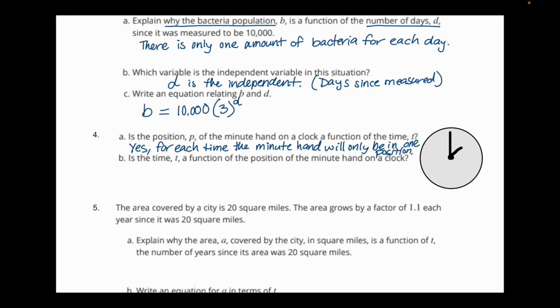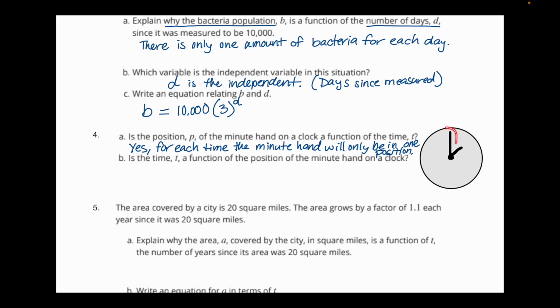It's not suddenly going to appear that there are 2 minute hands in 2 different positions for the same time. Now the second part says, is the time a function of the position? So what this is asking is, for any specific position of the minute hand, can there be more than one time? So to put things simply, this is not going to be a function.